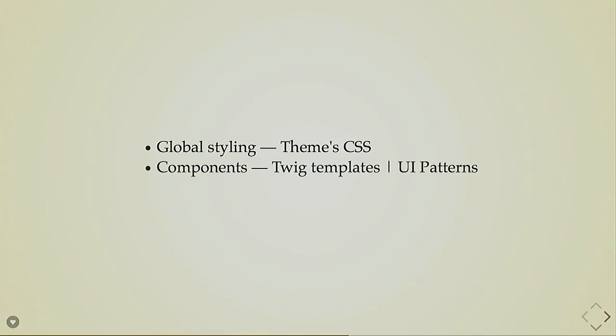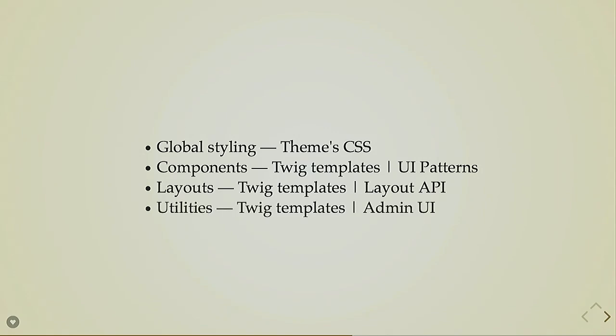Components are exposed to Drupal via Twig templates or via the UI Patterns module, which is relatively new on the Drupal landscape. Layouts are also Twig template files, which can be directly in Drupal or can be exposed to Drupal via the Layout API. Utilities can also live in Twig templates. We can just put CSS classes there and so on. Or we can put our utility CSS classes in the admin interface if we have such functionality. For example, we can set up a special CSS class for each view element when creating a view.